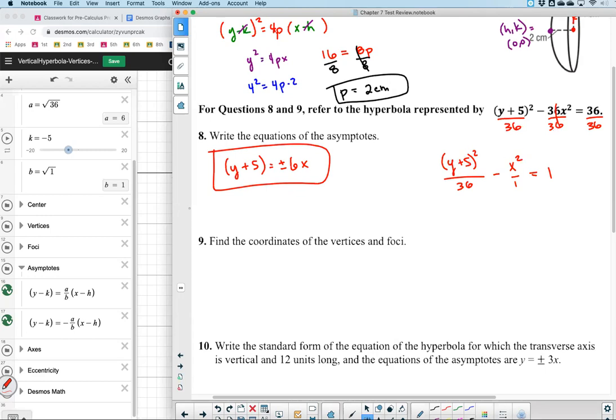So I took the y minus k, took the x minus h, which happened to just be an x, and I put it over a divided by b. That means the square root of 36 divided by the square root of 1.